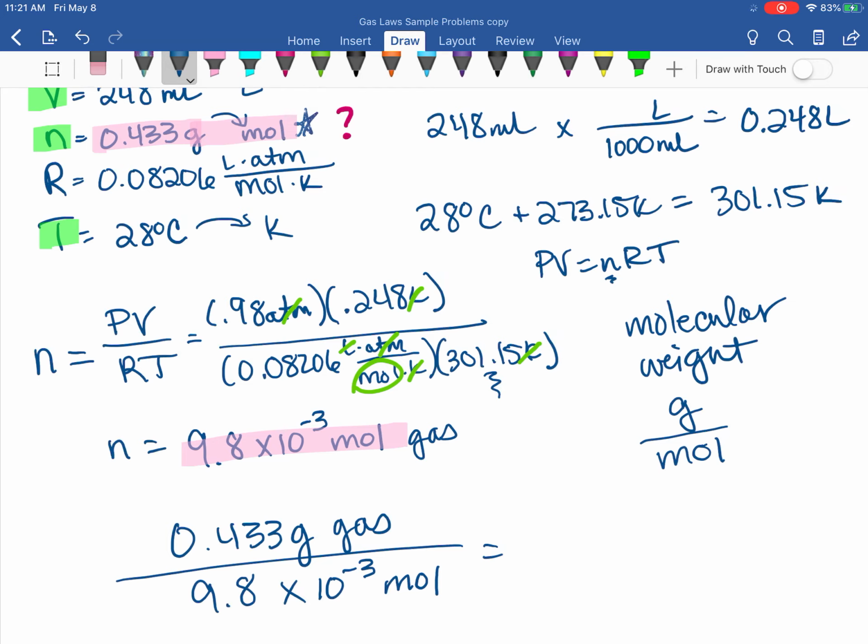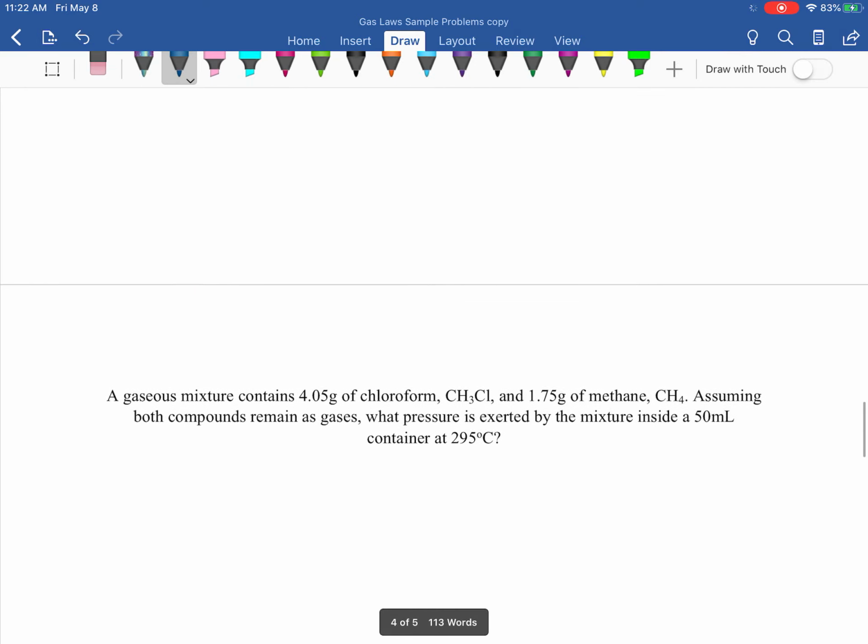All right, let's take our 0.433 divided by 9.8 times 10 to the negative third. I get 44.2, I'm going to round it to 44 grams per mole. So whatever this gas is, it has a molecular weight of 44. That's awesome. Maybe it's something like carbon dioxide. That's 44. There's all kinds of ways you could get to that. Okay. All right, I love it.